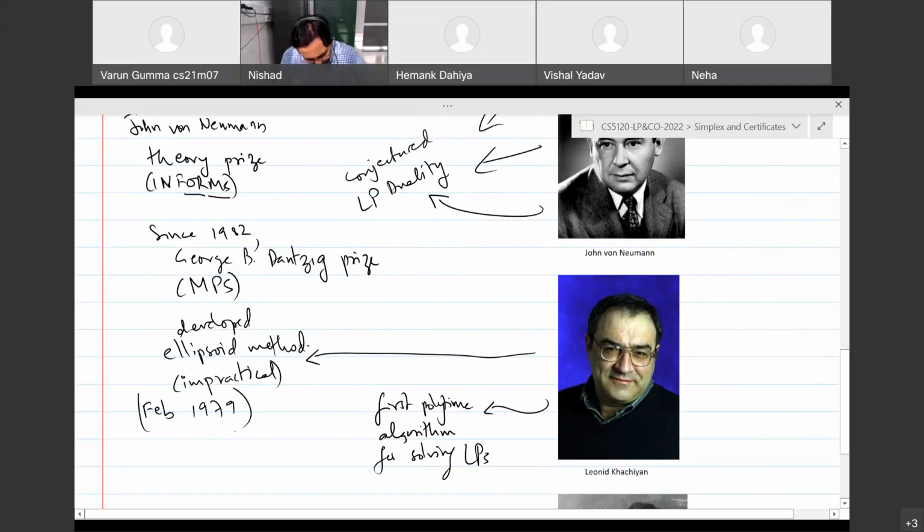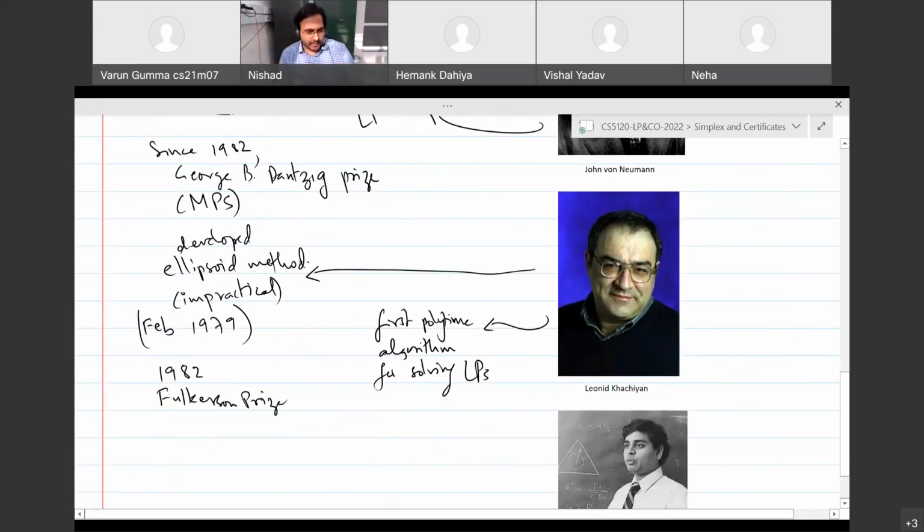In 1982, he was awarded the Fulkerson Prize, which is one of the most important prizes in combinatorics and optimization, named, of course, after the famous Fulkerson of Ford-Fulkerson, for his work in developing the ellipsoid method. It's generally awarded for a specific body of work.